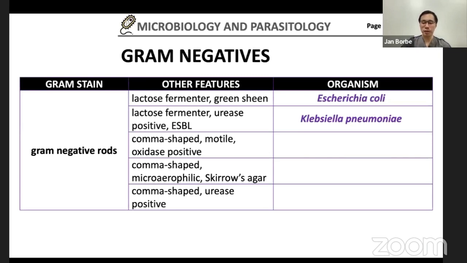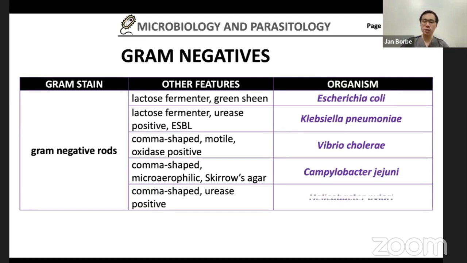Comma shape, oxidase positive, that's your Vibrio. Microaerophilic comma shape this time, Campylobacter. So let's not get confused here. Two comma-shaped organisms: one is Vibrio, one is Campylobacter jejuni. How do we differentiate them? Campylobacter jejuni is characteristically microaerophilic. Another description for Campylobacter jejuni is a seagull or gull-wing shaped organism.